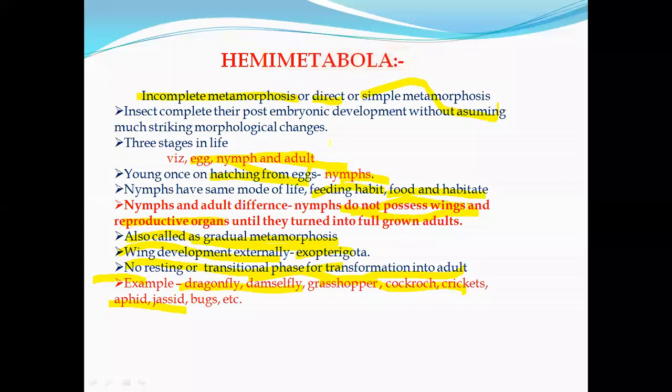So there is a resting stage completely absent. Can anyone try to give the answer? Which resting stage will it be in this? Pupa. Yes, very good. The pupa will not be present in this. So here you can write this, also whenever you attempt your exam: pupal stage absent, there is no resting stage of pupa while transforming into the adult form.